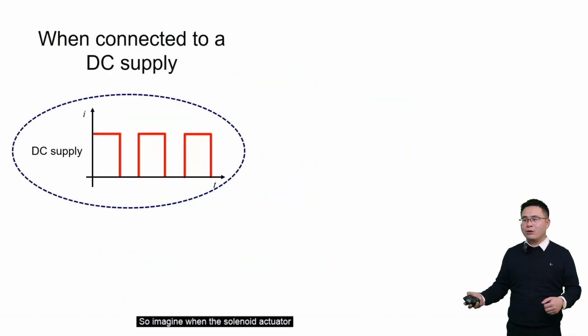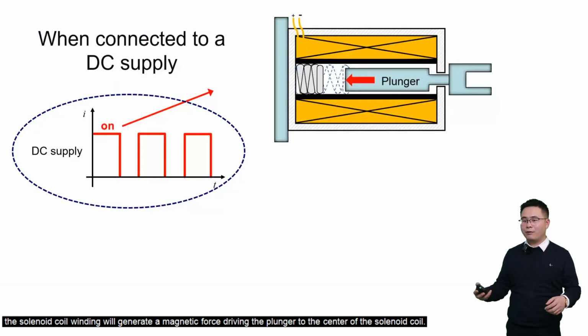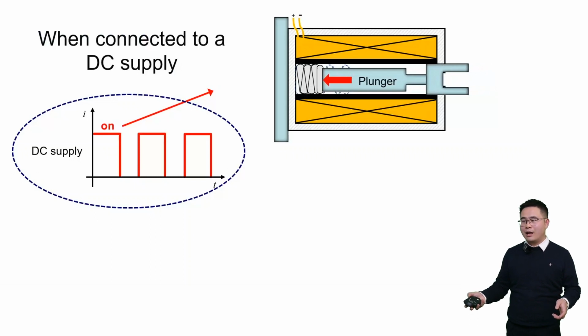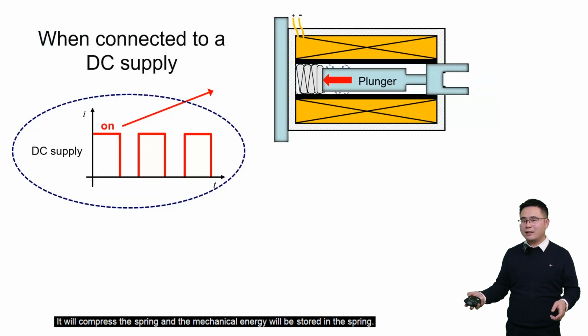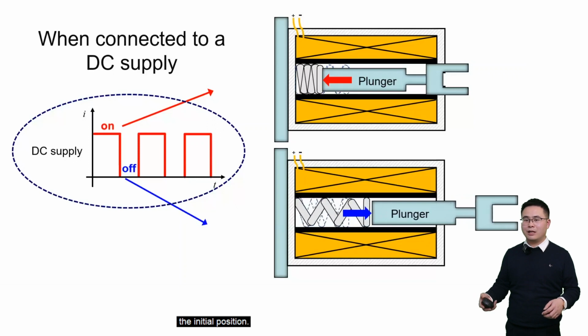So can you imagine, when the solenoid actuator is connected to a DC supply, how it will work or operate? Let me explain it by an animation. When the current is on, the solenoid coil winding will generate magnetic force, driving the plunger to the center of the solenoid coil, and it will compress the spring, and mechanical energy will be stored in the spring. And when the power is off, the spring will release the mechanical energy and push the plunger to the initial position.